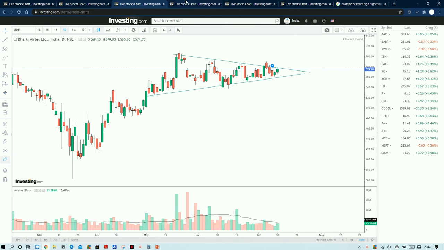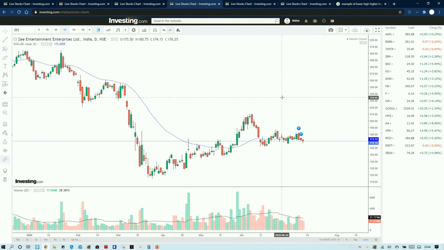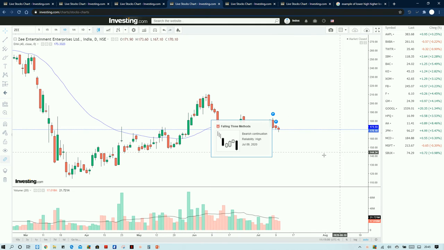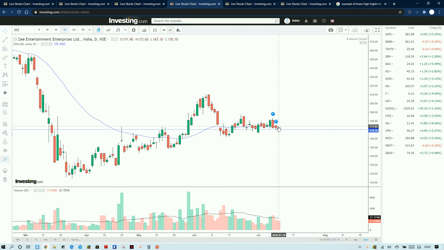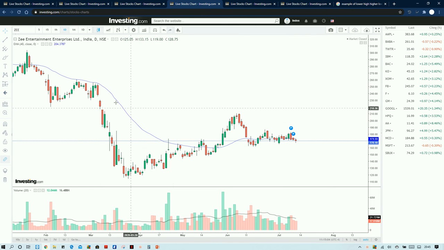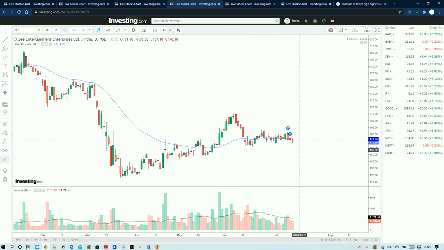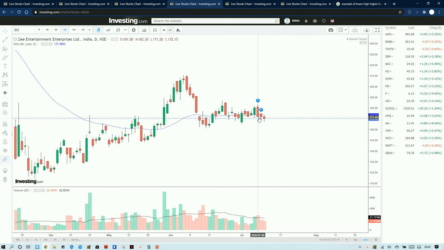Now we look at another stock where it is in downtrend. Here I have drawn an EMA 40. This is Zee Entertainment stock, where the price is right now below the EMA 40. I have drawn the same kind of thing. Once it got rejected from the EMA 40, it got rejected here. It tried to go above but it fell back. It tried to go above and it fell back. So this is how you can identify the trend.